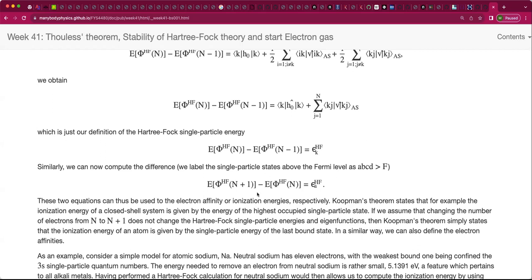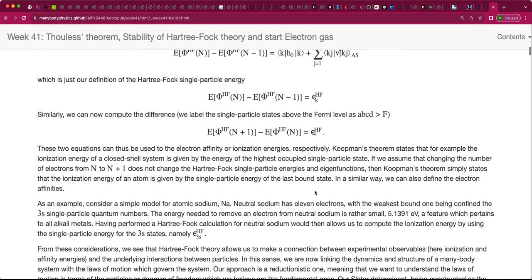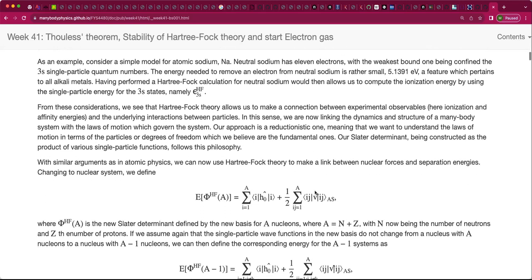And you can do the same. So this would typically be the ionization energy. And if you add 1 particle, you would then have the above the Fermi level Hartree-Fock energy. And this is normally called the affinity energy or addition energy. And you can repeat the same in fields like nuclear physics.